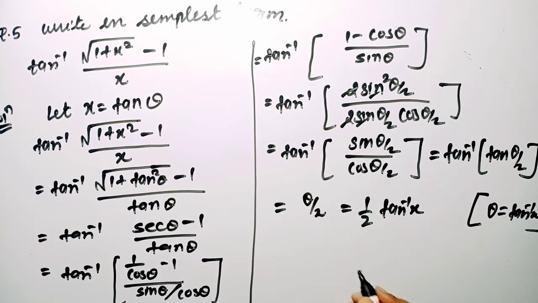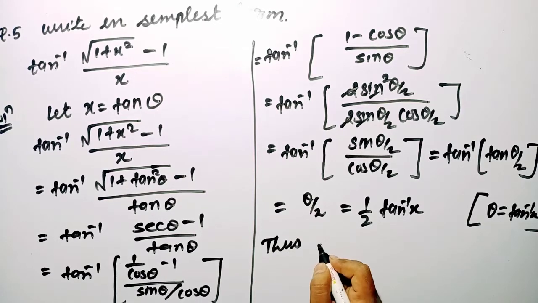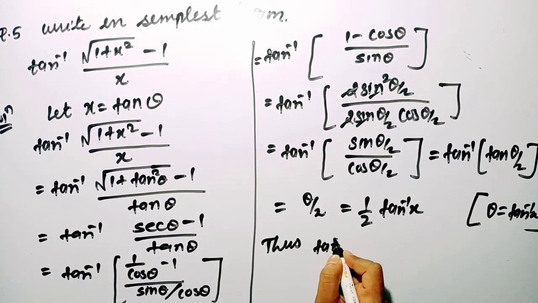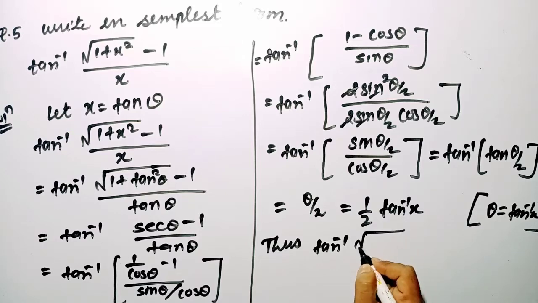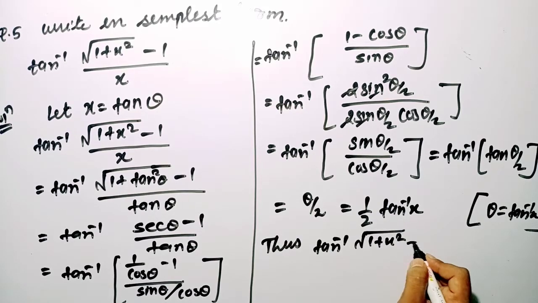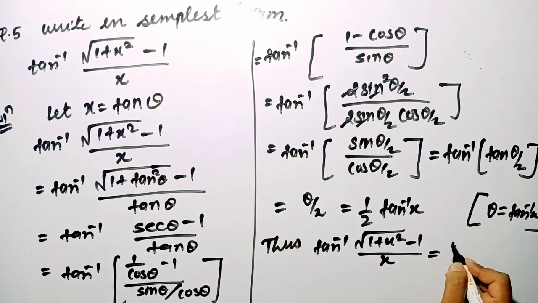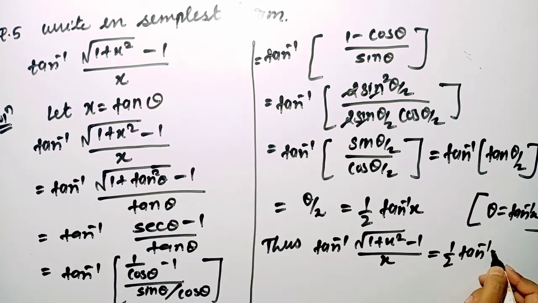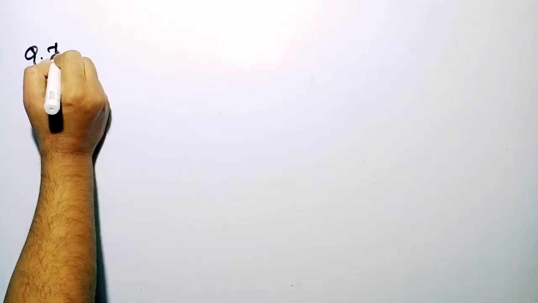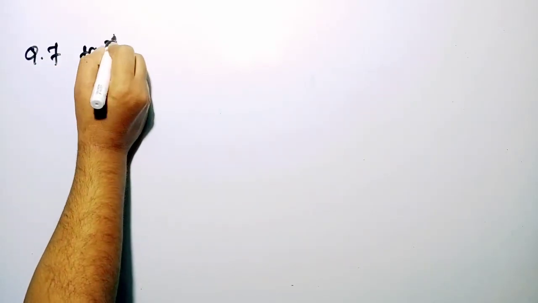Tan inverse x, because we have considered x is equal to tan theta, so theta will be tan inverse x. Okay students, so thus here we can write tan inverse of (square root of 1 plus x square minus 1) divided by x is equal to 1 upon 2 tan inverse x. Okay students, let us move to the next question.